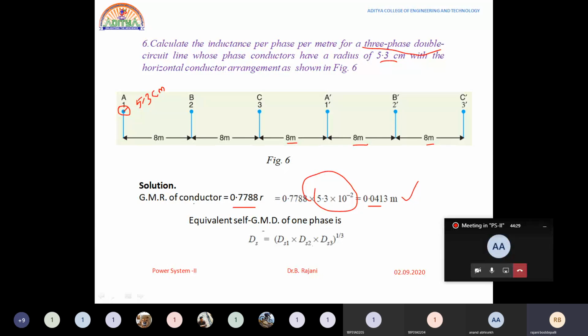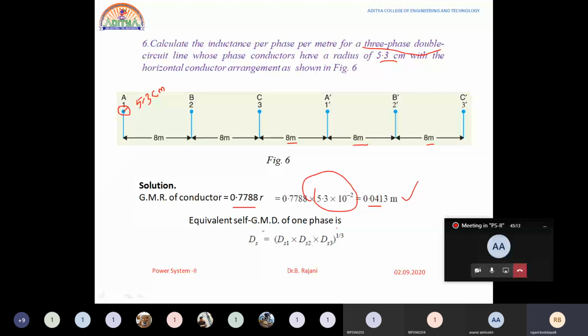For each conductor, the self GMD of the particular conductor, for DAA, DAA dash, DBB, DCC, DB dash B dash, DC dash C dash, for every one of them the self GMD, which is nothing but the GMR of the particular conductor itself, is given by the formula 0.7788 into R, where R is the effective radius of the conductor. This is 0.7788 into 5.3 into 10 to the power of minus 2, which gives you the value 0.0413 meters.